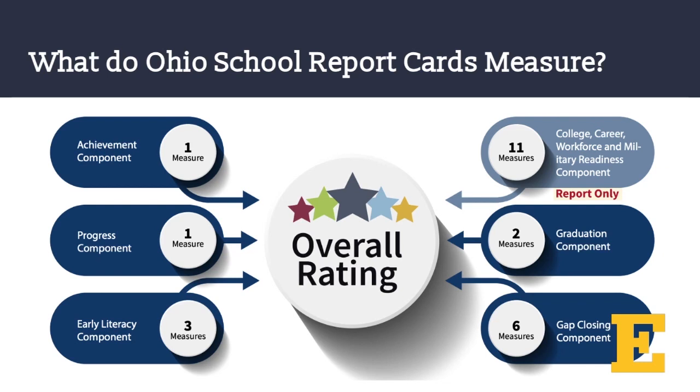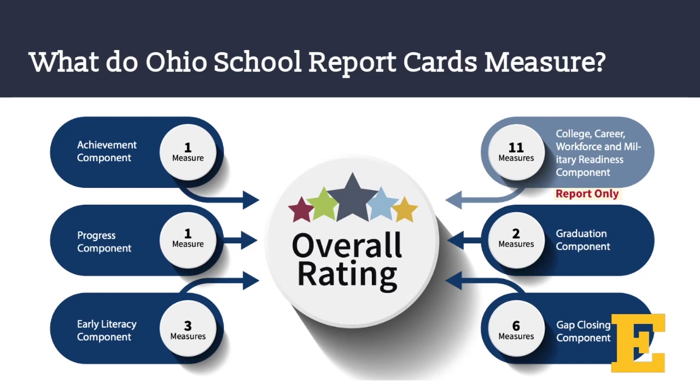There's an overall rating for the district on the state report card, and that's a new feature for the state report card. Not only is there an overall rating out of 5 stars, but you can have half stars. There are 5 components that contribute to that rating. If you look up at the board, you'll see that there's actually 6 different components. However, in the top right, the college, career, workforce, and military readiness component is report only and does not contribute to the overall rating.